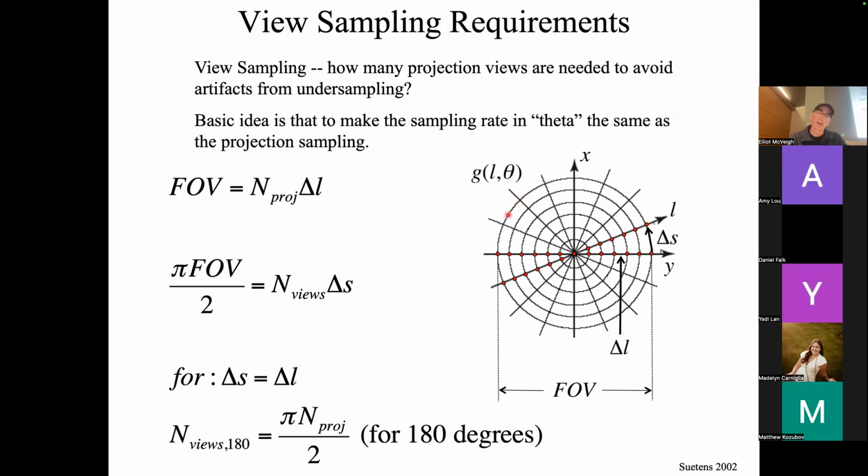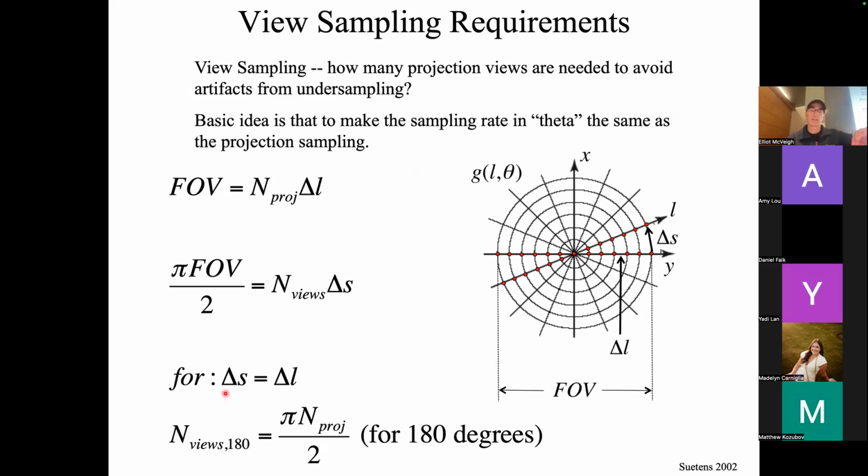So I measure that arc. How long is that arc, in millimeters? I know it follows this: pi d divided by 2. And so here it is, pi d divided by 2, and it equals the number of views times delta S. So that's our relationship between the field of view, delta S, and the number of views that we're going to take. So I make this assumption.